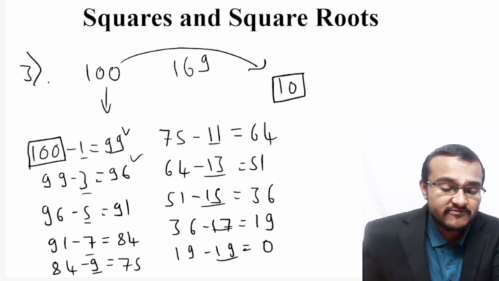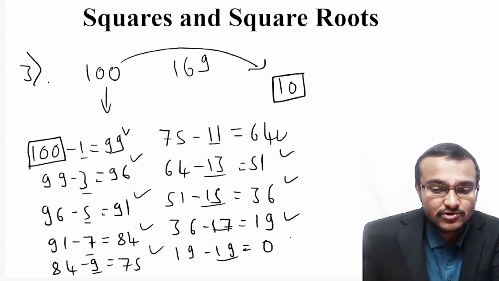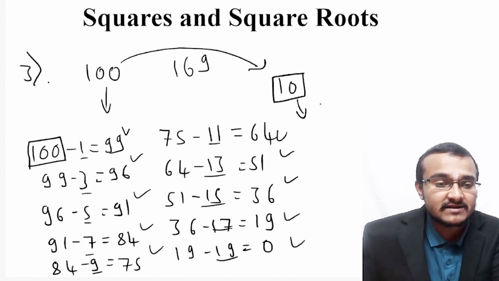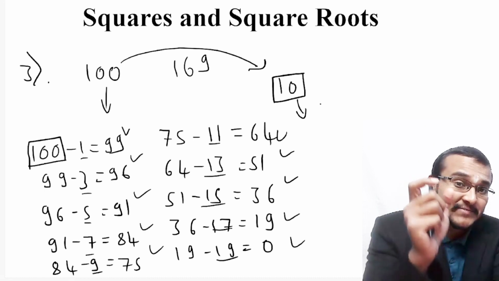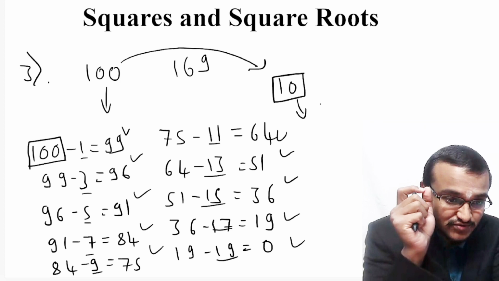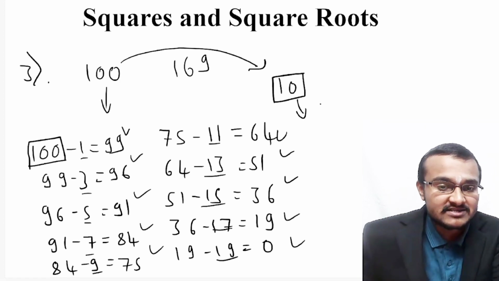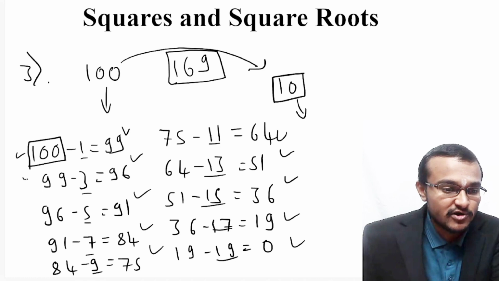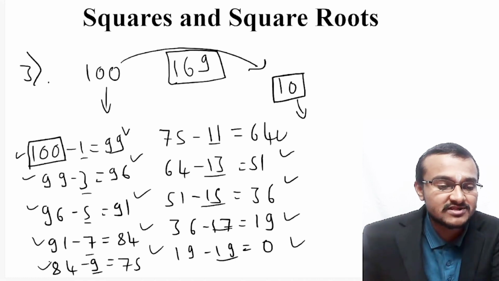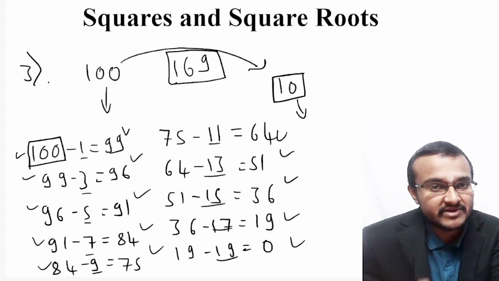You should all perform this particular activity, and then only you should conclude that the square root of this is 10. Because in this third question they have specifically mentioned using repeated subtraction. That means you should use this method only to find the square root of 100. Similarly, you can find the square root of 169, where you will get 13 as the answer, but you should follow this particular method and only find the square root of 169, because they have specifically mentioned repeated subtraction.